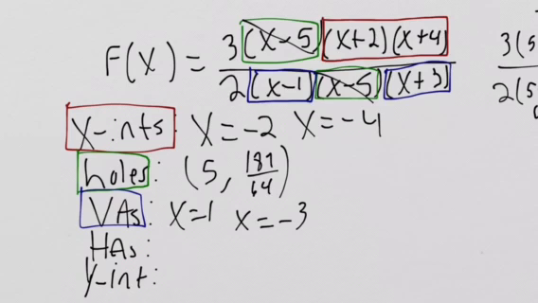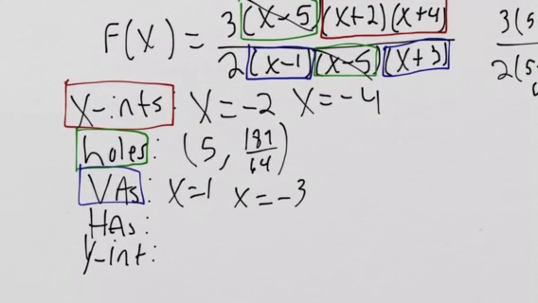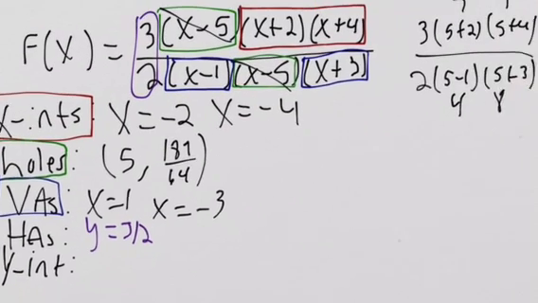Okay, horizontal asymptotes are determined by comparing the degree of the numerator and denominator. So we can see that we have a degree 3 over a degree 3. So at infinity, the numbers are going to become so comparable, since they have the same degree, that they're going to cancel each other out. We're just going to be left with the fraction of the coefficients, which is 3 over 2. So we have a horizontal asymptote at y equals 3/2.